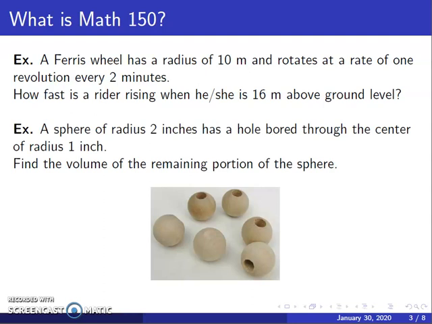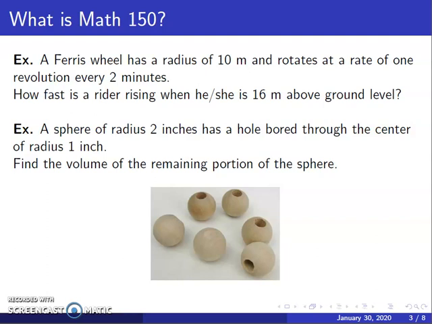And here's another one, very different. A sphere of radius 2 inches has a hole bored through the center of radius 1 inch. I found this picture of some beads. They look like they're made of wood and they've had a hole drilled down the middle. So a shape like that: it's got a radius of 2 inches and then there's this hole of radius 1 inch down the middle. Can we find the volume of the remaining portion of the sphere?